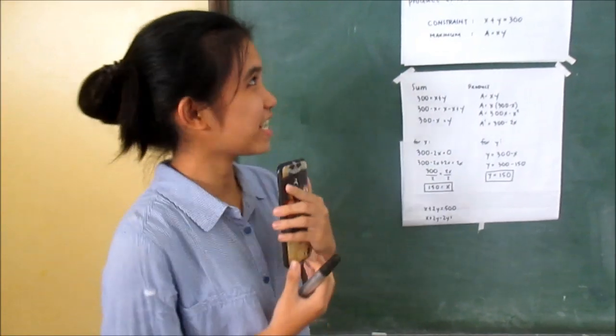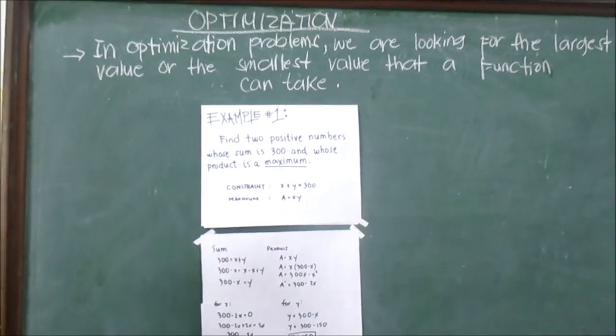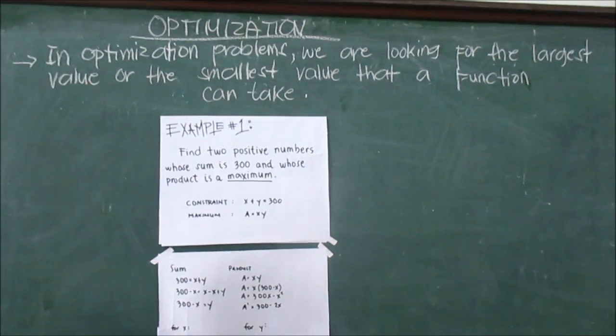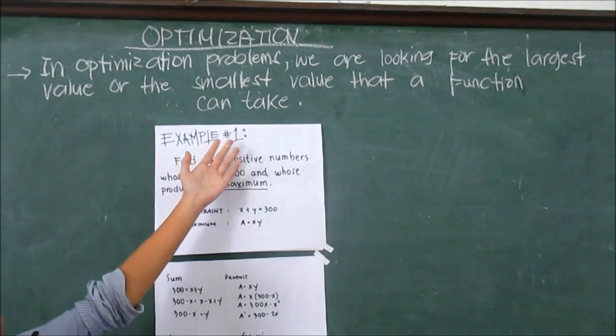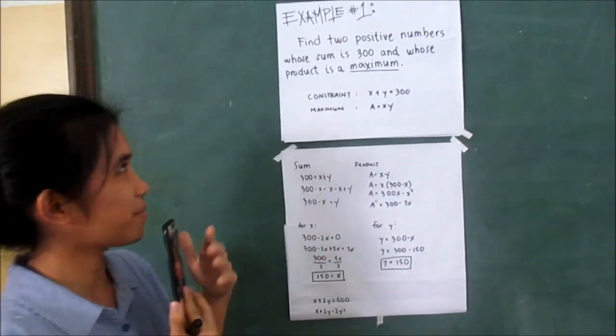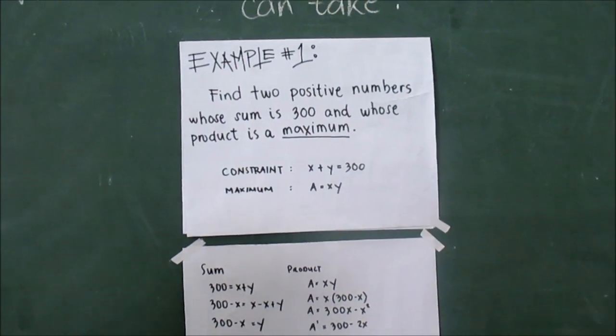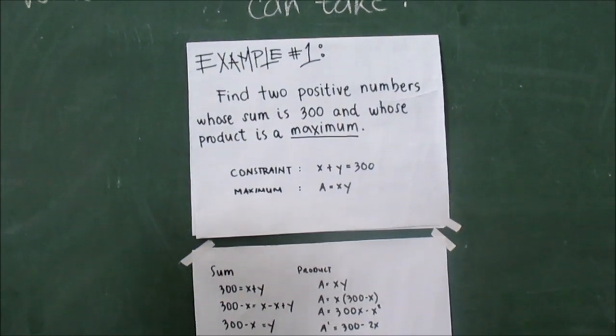My name is Kat, and now we're going to talk about optimization. In optimization problems, we are looking for the largest value or the smallest value that the function can take. So we have here example number 1. Find two positive numbers whose sum is 300 and whose product is a maximum.